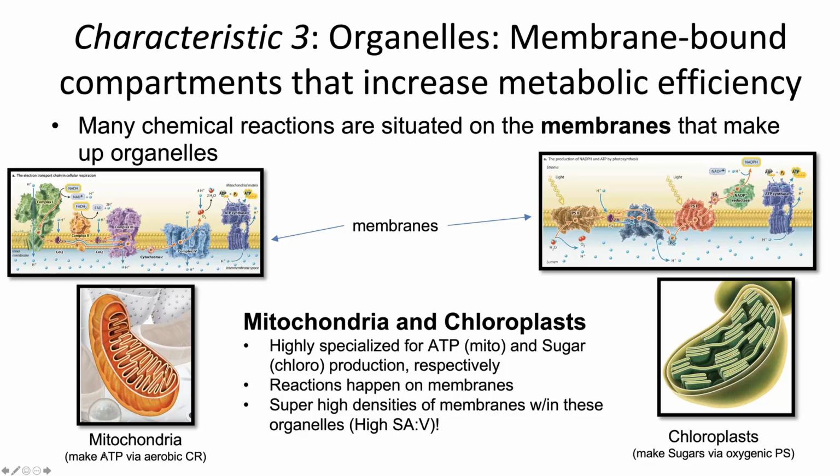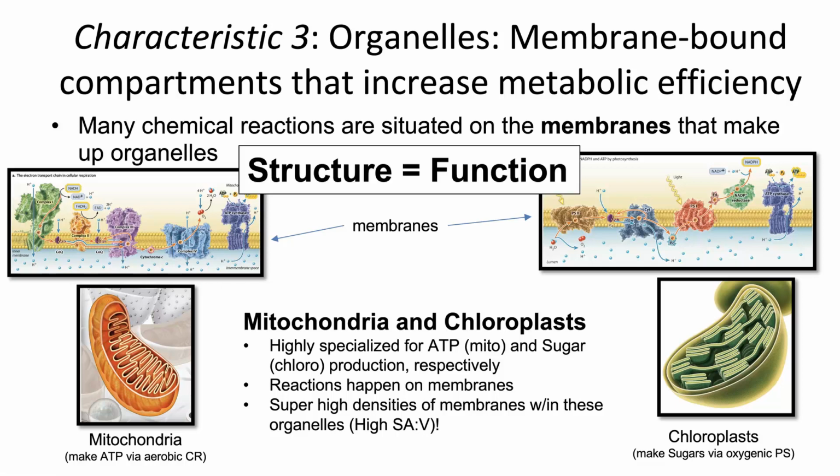So whether it's the production of ATP that we have occurring here in the membrane of the mitochondria, or it's the production of sugars or energy via oxygenic photosynthesis, once again, we have all of these important proteins embedded in the membranes of these chloroplasts. And so the more of these membranes that you have, and the higher surface area to volume ratio that you have of these membranes, the more of these proteins you can pack in, the more of these reactions you can have occurring, and the more sugars you can generate, or the more ATP you can generate. And so here, once again, we've got a great example of structure equaling function.